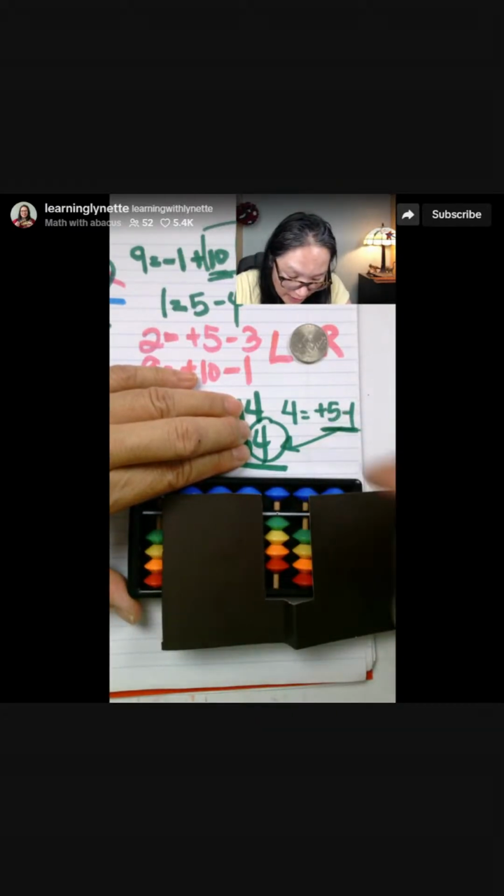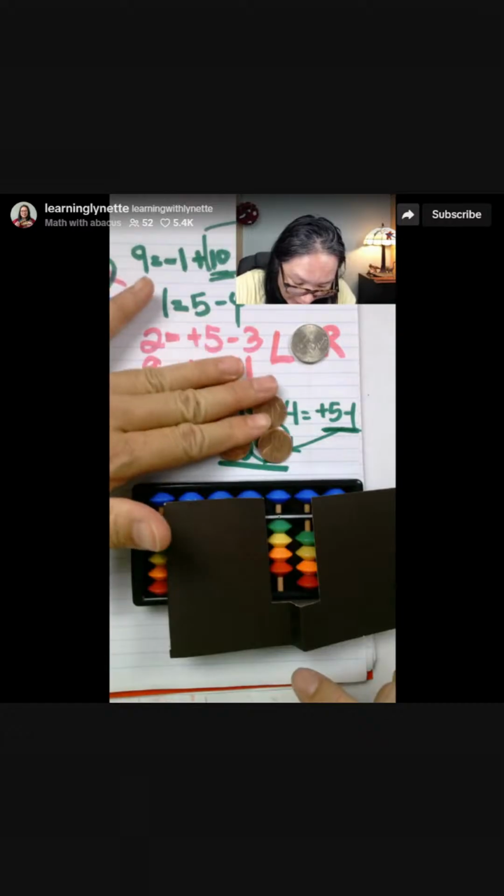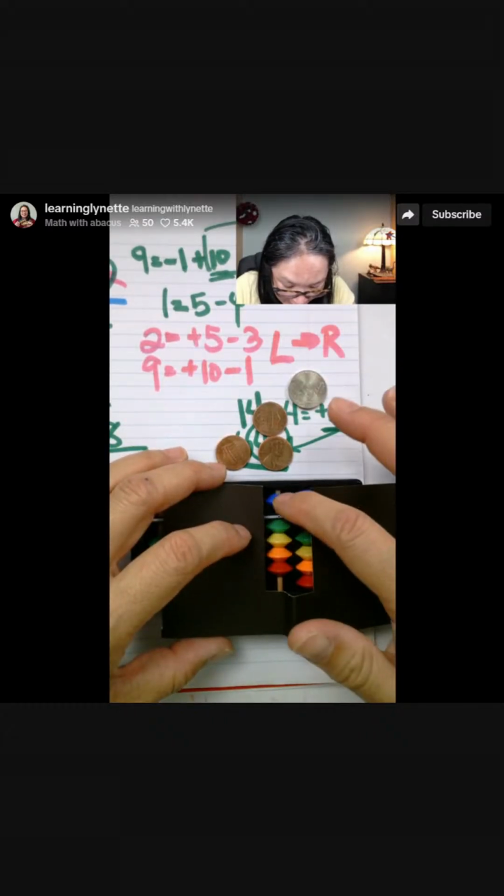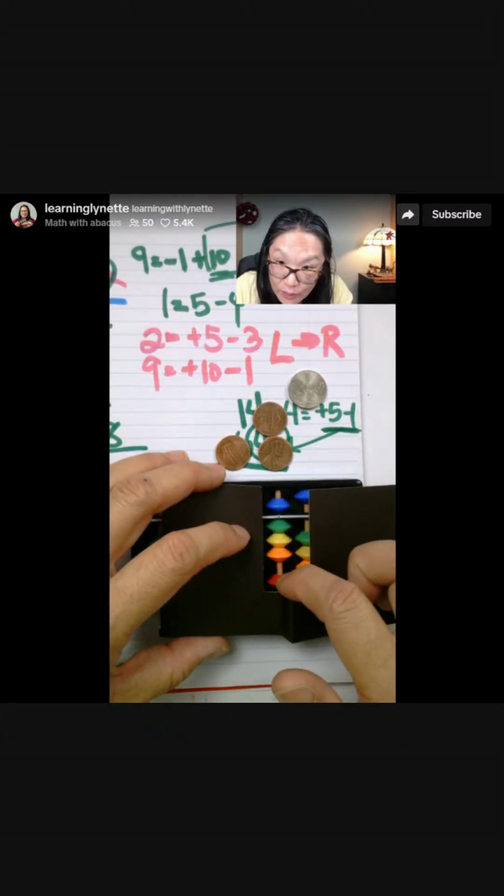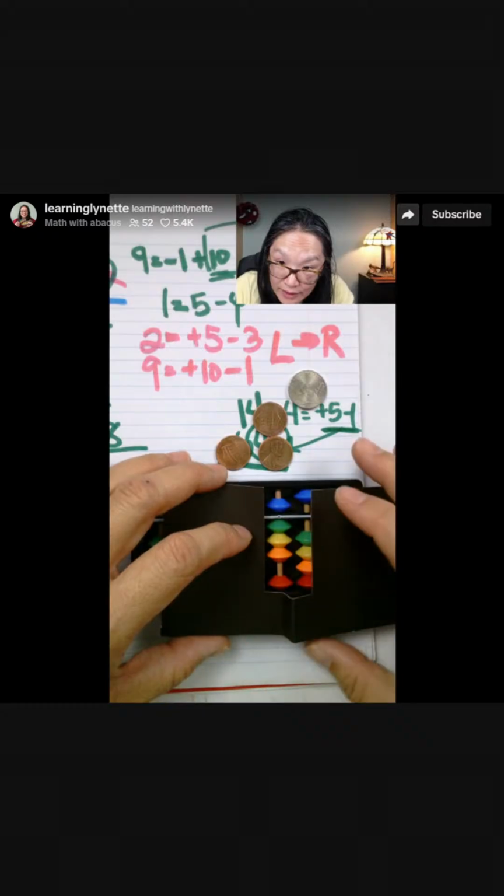I can give you 5, but I have to take away the 1. So what's going to happen? I can do it on my abacus. I have to add the 5, but I need to take away the 1. Okay? Then what are we going to do? Then we got to do 6.